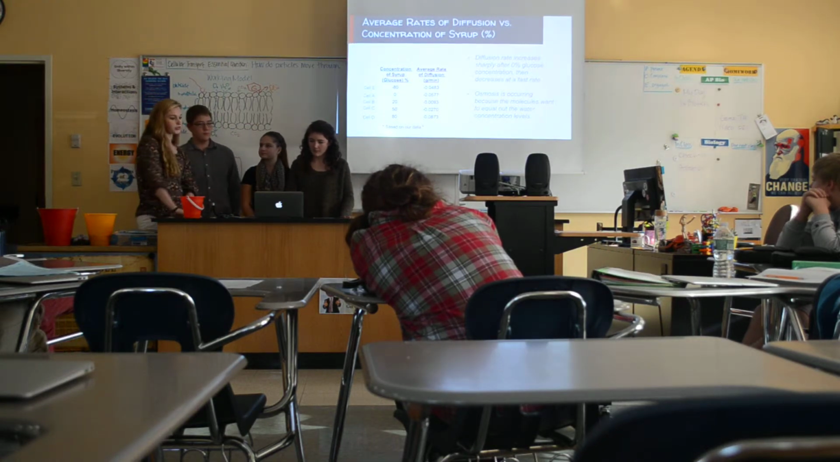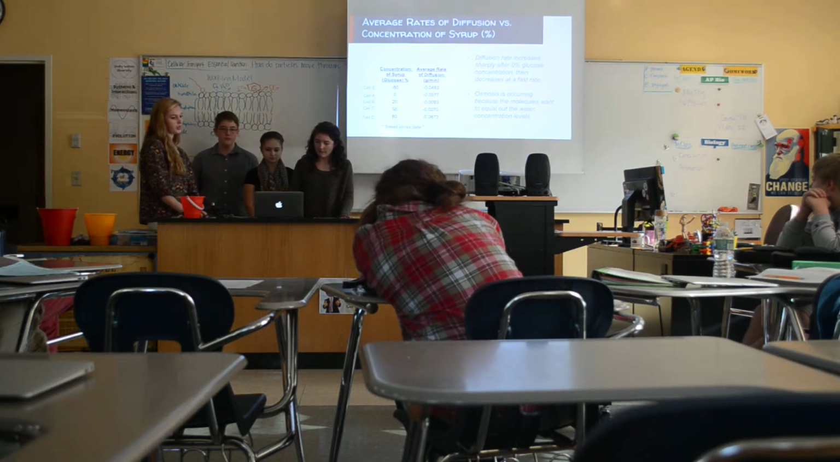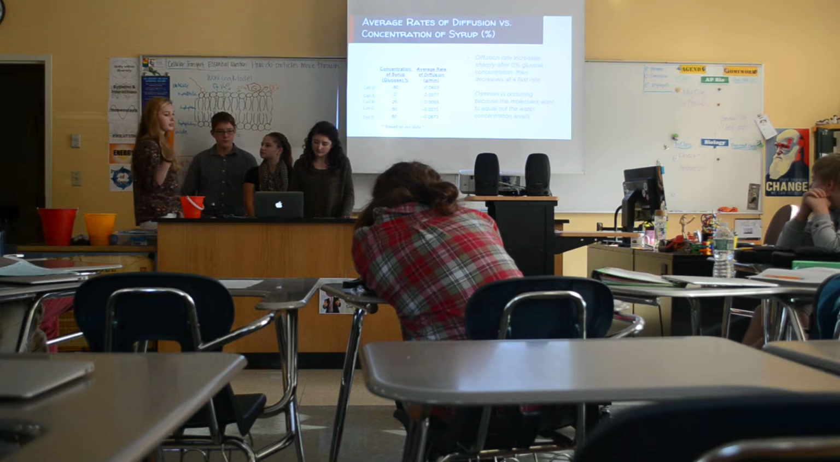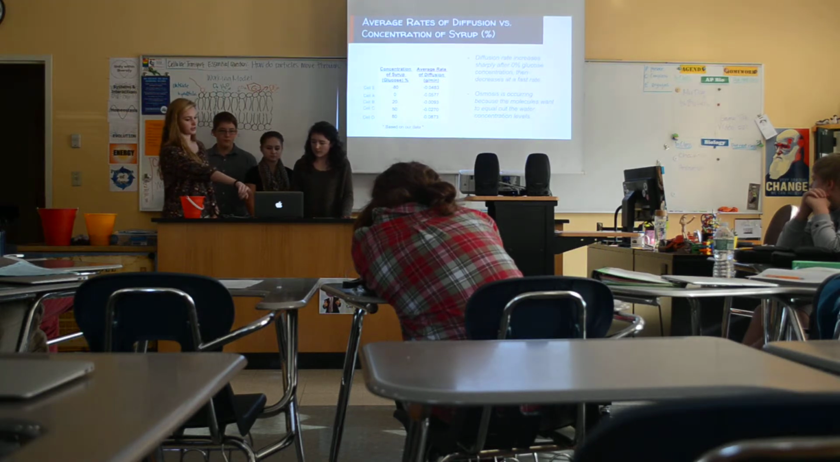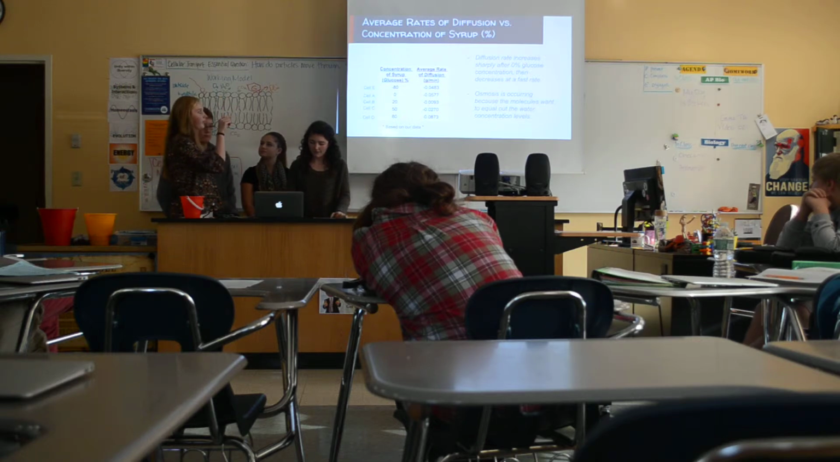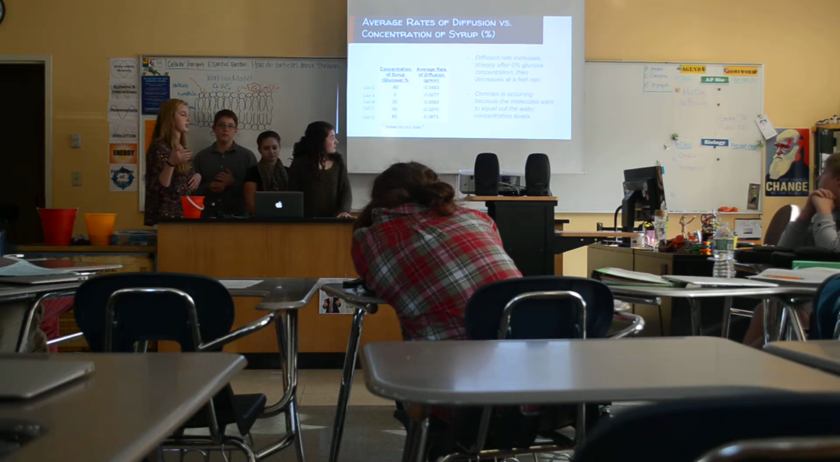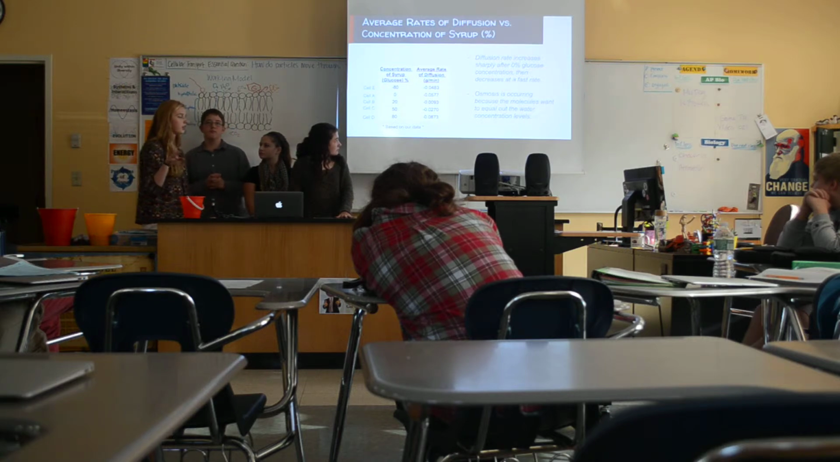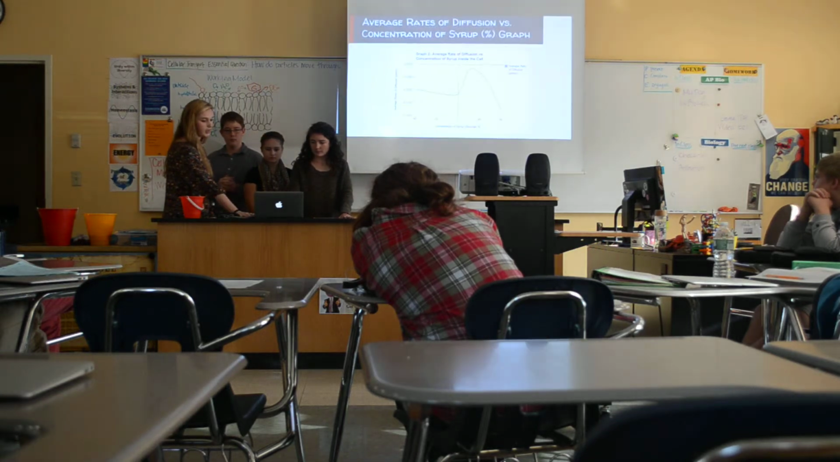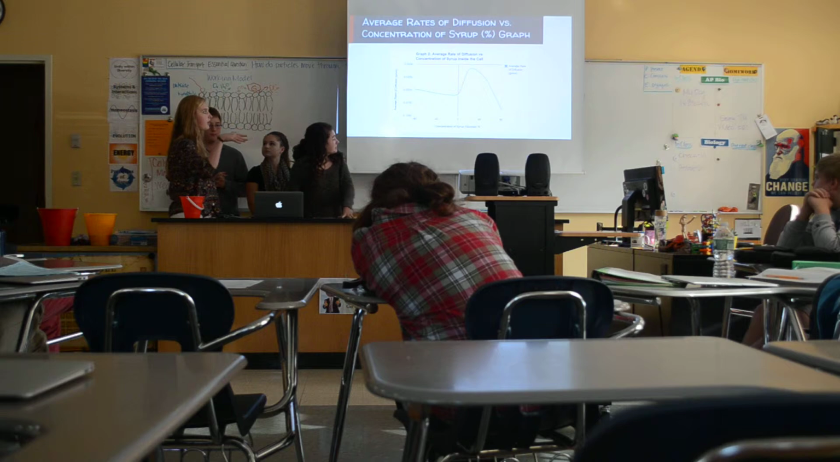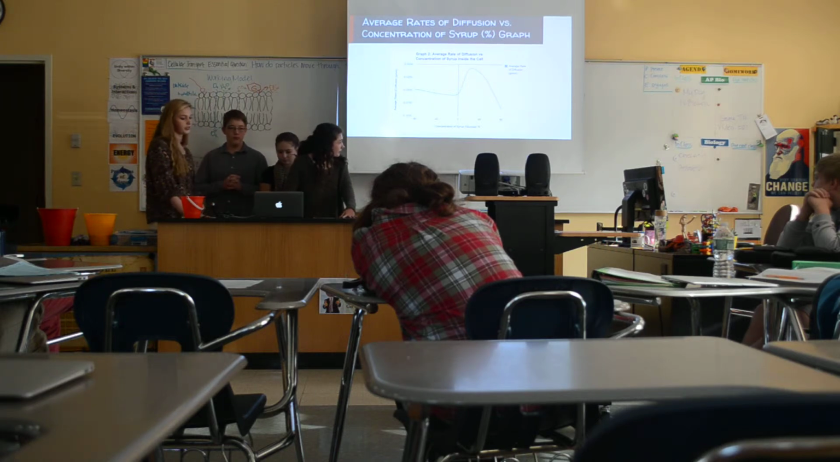And then we compared the average rates of diffusion versus the concentration of syrup in the cell. This is also based on our data, so as you can see, cell A shouldn't have had a diffusion rate at all. And you can see that the diffusion rate increases after 0 because as the concentration of glucose increased, so did the average rate of diffusion, because the pull on the water molecules to the solute is higher. And you can see that through this graph because there's a really large dip as the concentration of syrup increased to 80%.